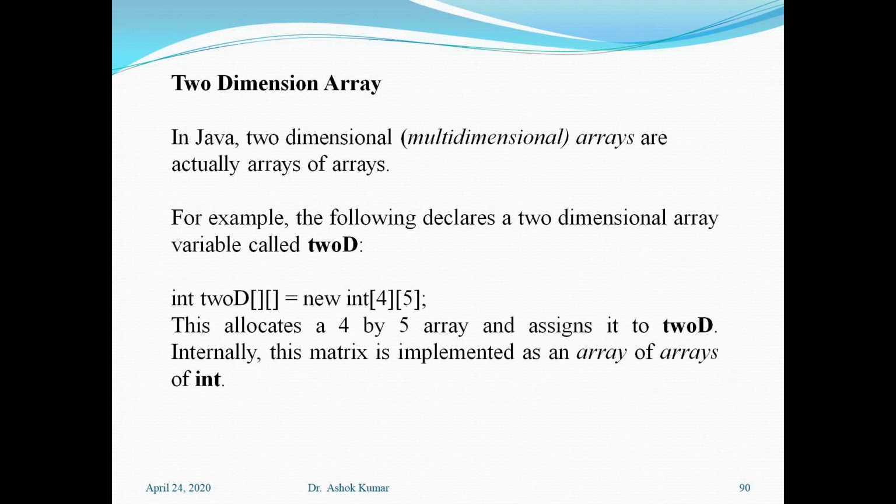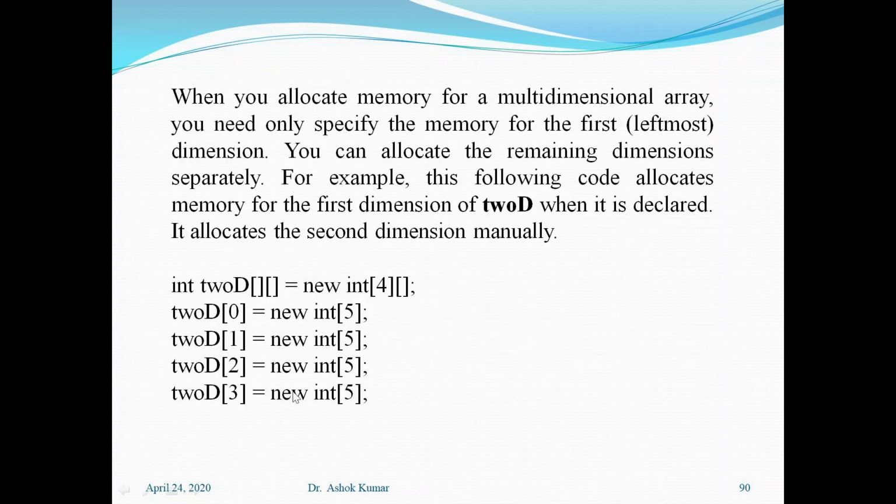So this is the one process of allocating the memory. This is another process, and through this slide you will get to know the meaning of array of arrays. So this is another way of creating a 2D array in Java.